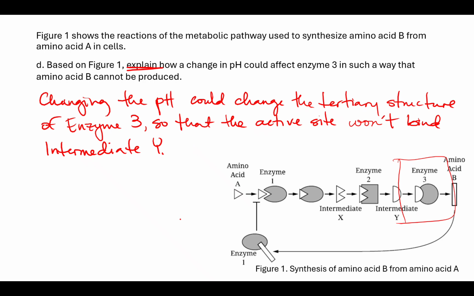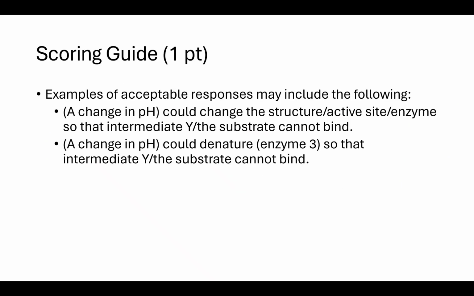All right, let's look at the scoring guide. And the scoring guide says basically a change in pH could change the structure or the active site of the enzyme so that intermediate Y or the substrate cannot bind, or you could say it could denature enzyme 3 so that intermediate Y or the substrate cannot bind. Notice that not only is this an explain question, so you need to give more detail, but also on the AP test, they do not like you to just put the word denature. They want you to emphasize the fact that denaturing changes the structure, in this case, making it so that the intermediate Y, the substrate, can't bind anymore. All right. That is question number 5.